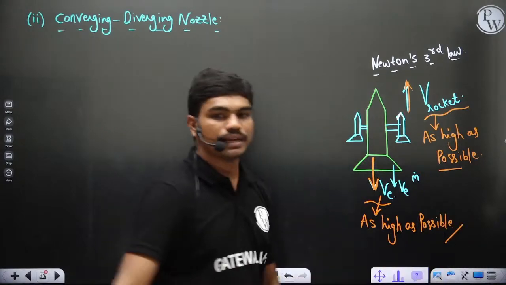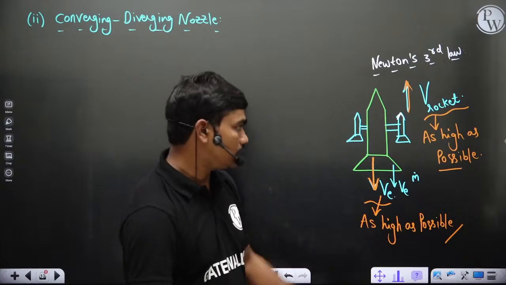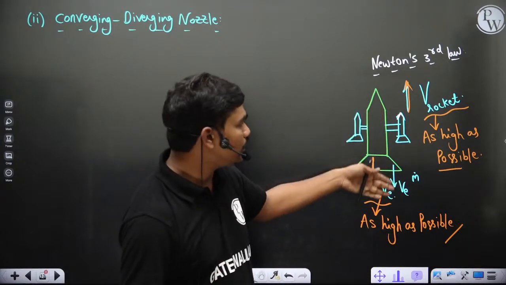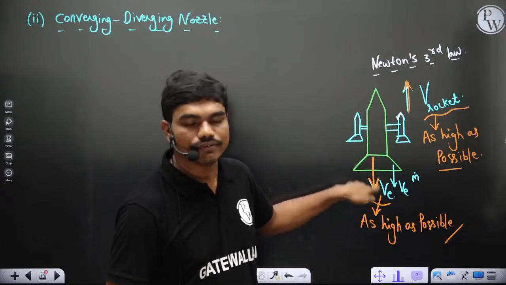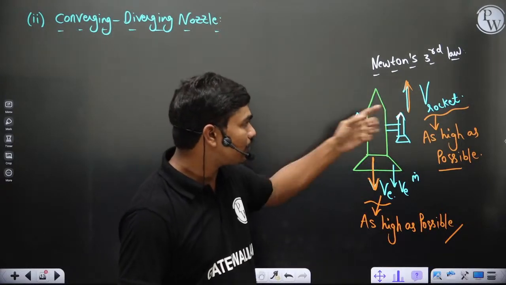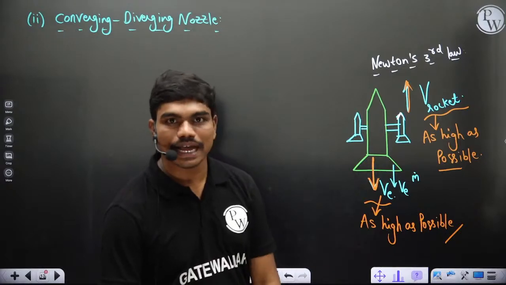If this has to be as high as possible, then normally the question people ask you in interviews is this: they'll construct a story, they'll make you accept that these two are proportional to each other. Definitely if V_E is increased, then for the highest possible value of V rocket, this V_E also has to be as high as possible.